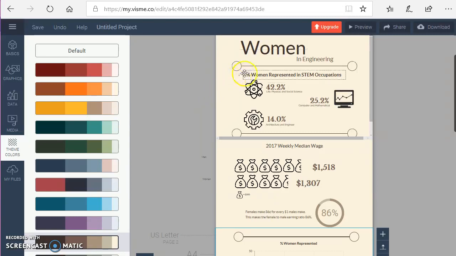For example, "women" is darker than the words "in engineering." Therefore, "women" is our larger focal point. Visual hierarchy is also achieved through varying size of text. The larger the font is, the more important the section is. Again, in the example "women in engineering," "women" is much larger than the words "in engineering." Therefore, "women" is our focus.